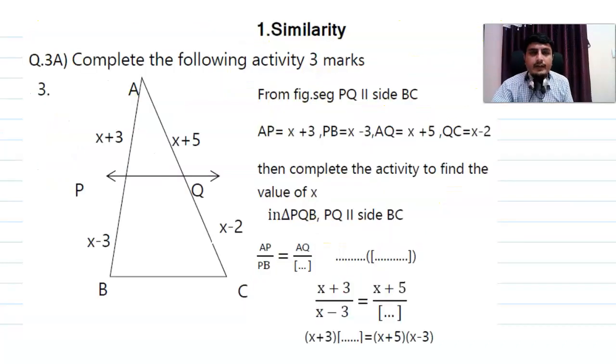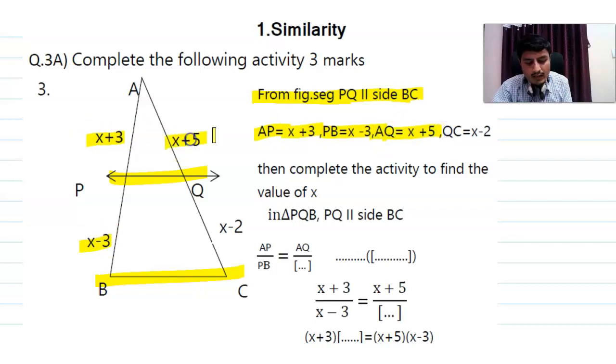We have this as an activity. Look at activity number 3. From the figure, PQ is parallel to BC. AP equals x plus 3, PB equals x minus 3, AQ equals x plus 5, and QC equals x minus 2. Then complete the activity to find the value of x.